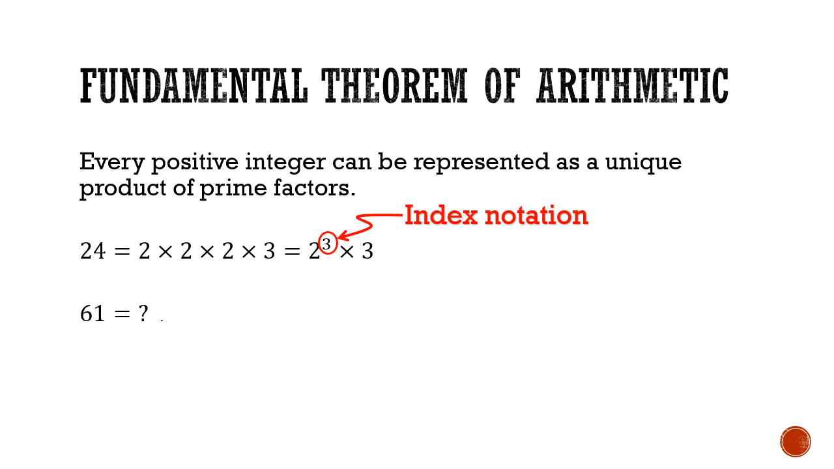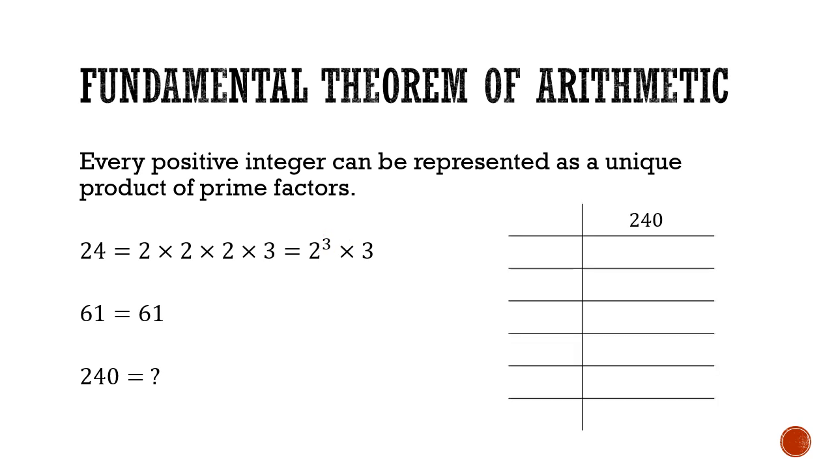What about the number 61? Well, 61 is a prime number, so 61 is just 61. What about 240? Now, for bigger numbers like 240, it might be useful to use a ladder frame to organize our working. So 240, we're going to just try the ascending order of prime numbers.